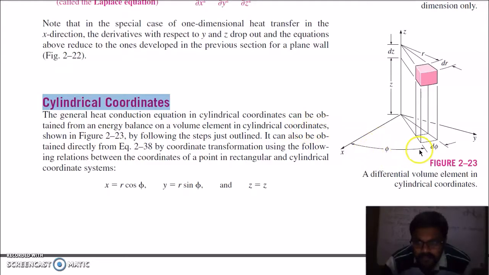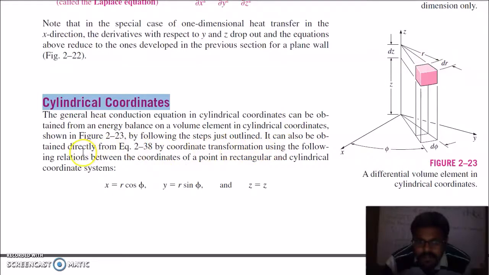So this is your phi. This is your d phi. This height is z and the height of this element is dz. The inner radius is r, and in the radial direction this is your dr, this side.